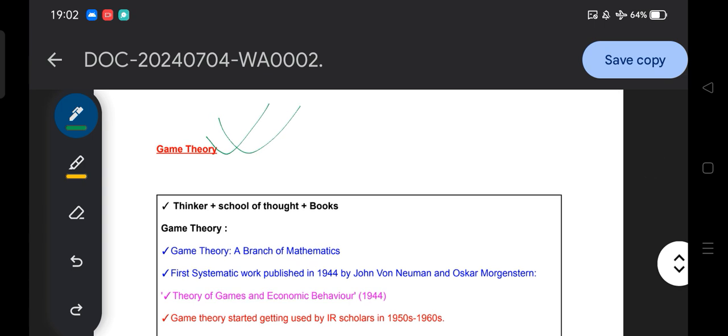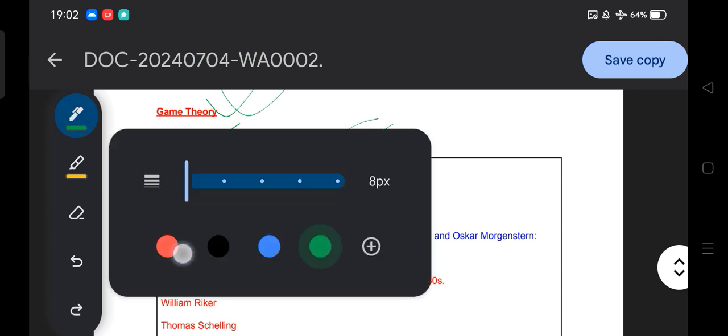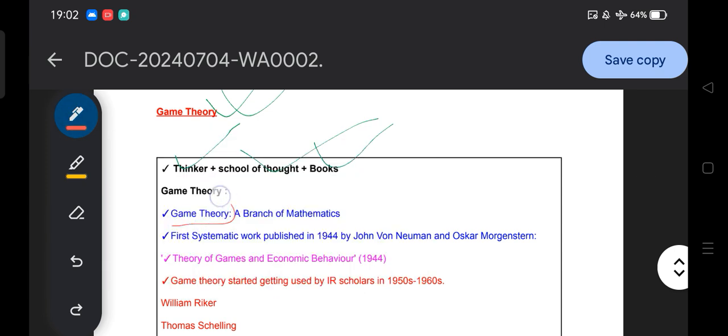Okay, game theory that we have discussed. Within game theory, the thinkers, schools of thought and books. So let's start game theory. Let me change the color of the pen. So game theory is a branch of mathematics.